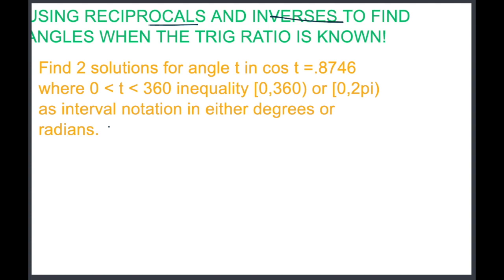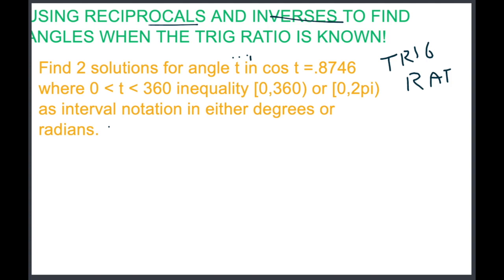To do this, we're going to use a chart that we've used for radians. We're going to find two solutions to angle T, where the cosine of angle T is equal to the trig ratio. Remember, this is the trig ratio right here, and it's 0.8746. We're going to keep it in the interval in degrees.